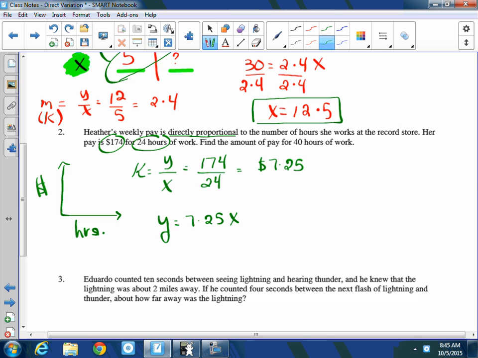It always goes through 0, 0, because if you don't work any hours, you're not going to get paid. So does that go through 0, 0? Heck yeah. If you don't work any hours, you're not getting paid anything. You want some money, you got to work for it.